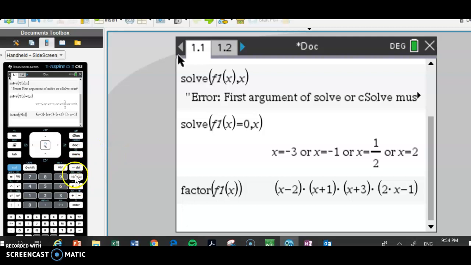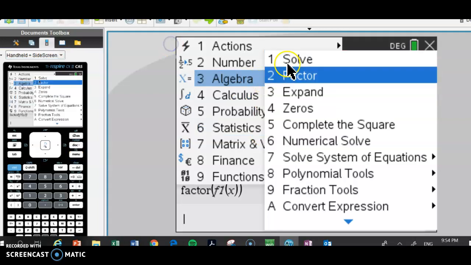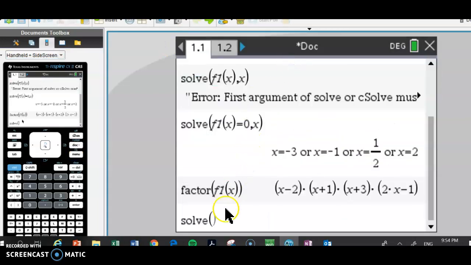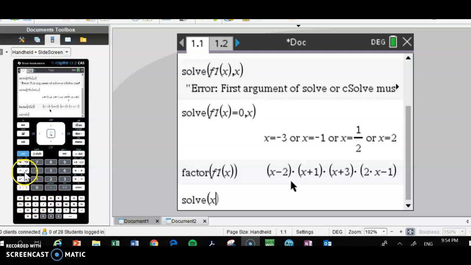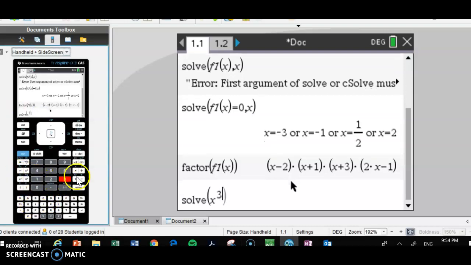Okay, so we go solve. We go straight to solve. So it's menu 3.1. So that's x cubed. Pause that. So that's raised to the power of 3. And we had plus x squared minus 12x.